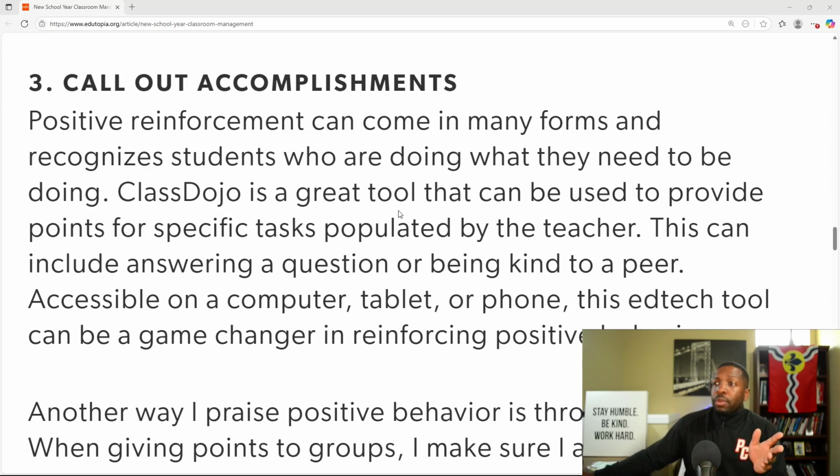Class Dojo is a great tool that can be used to provide points for specific tasks populated by the teacher. Now, this is an elementary teacher.